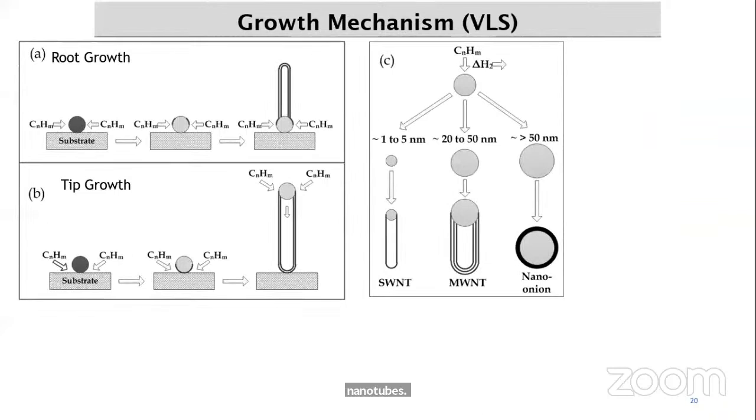Now, how exactly is the growth of carbon nanotubes predicted? So this is the mechanism for the growth of carbon nanotubes. We have two different approaches. One is the tip growth method, another one is the root growth method.